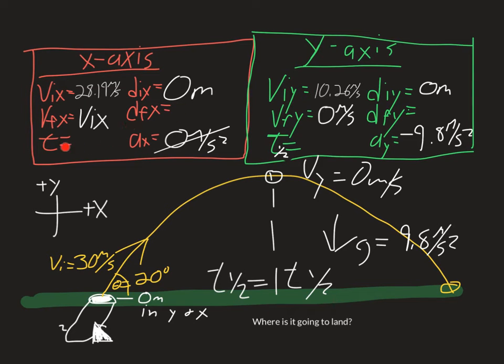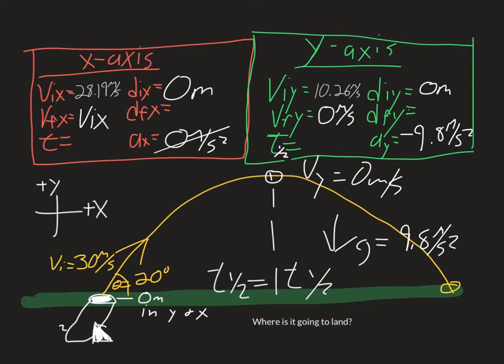And since we only have one equation, it has 2 variables. We need to figure one of these out first before we can do that. The only thing that they have shared is time. So let's try to figure out time in the y-axis.